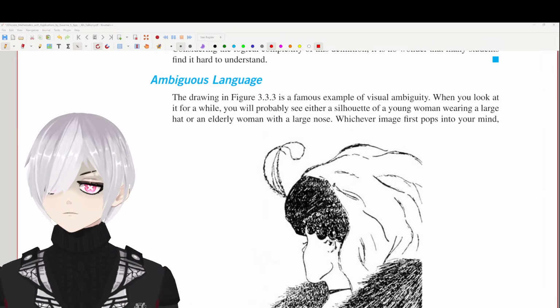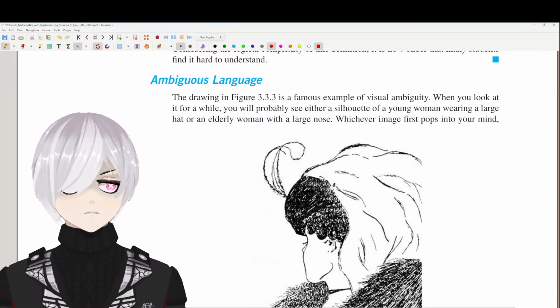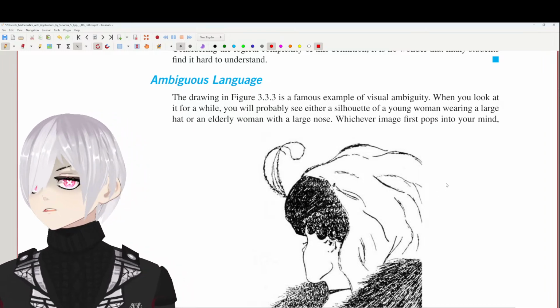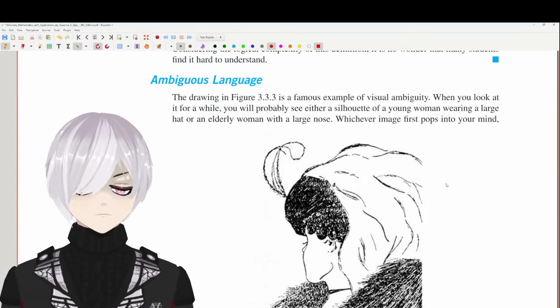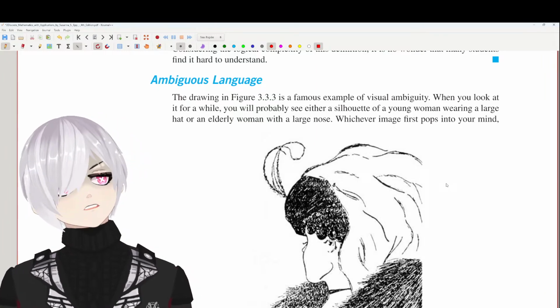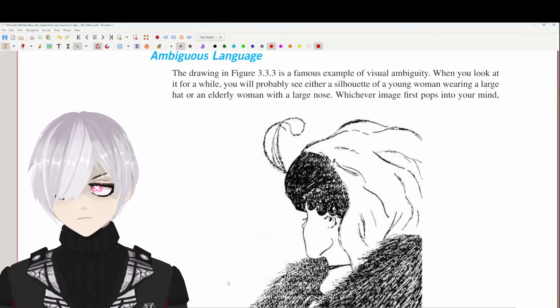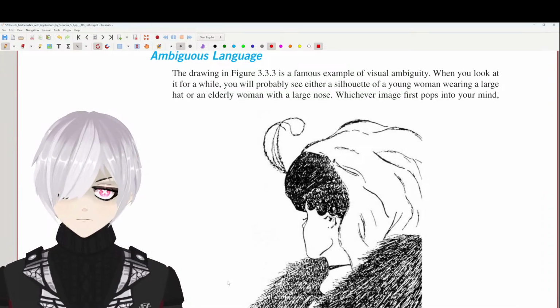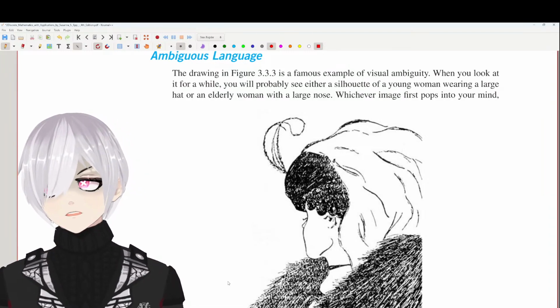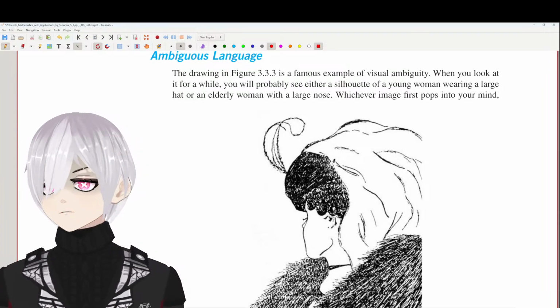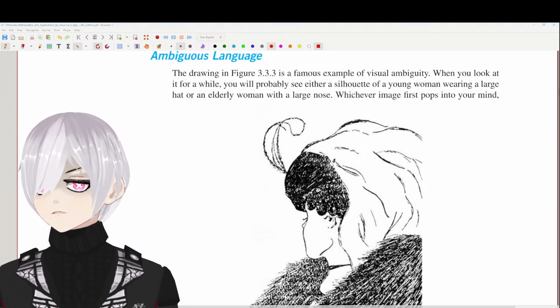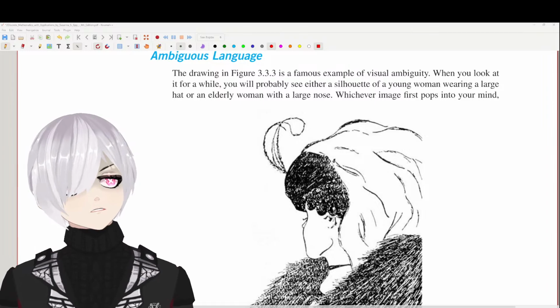Oh, this is interesting. The ambiguous language. Let's see. It's a cool location. All right, I guess I'll get started. So let's see.